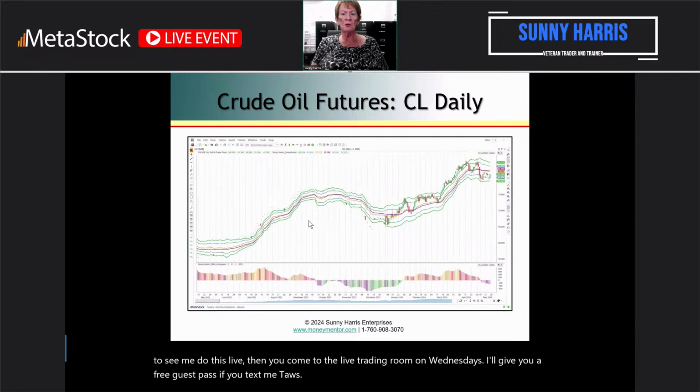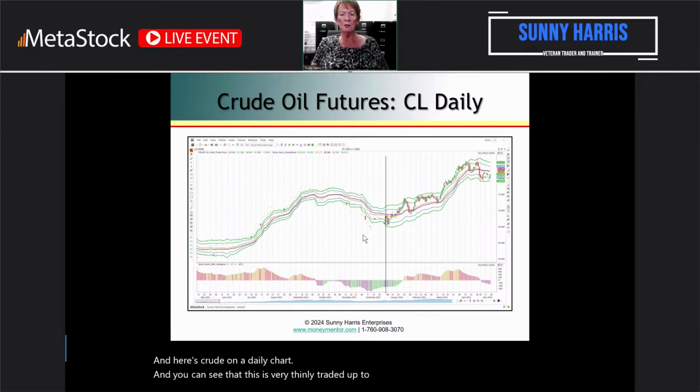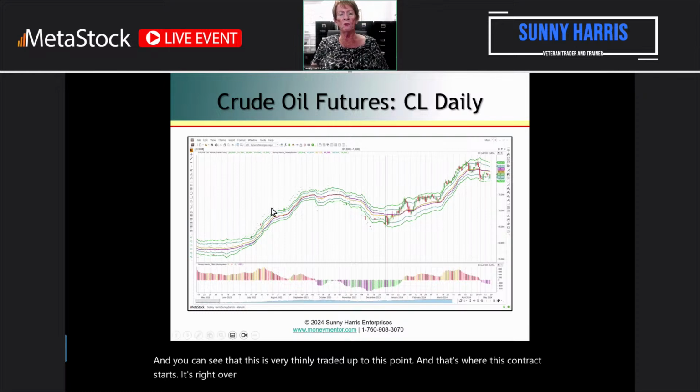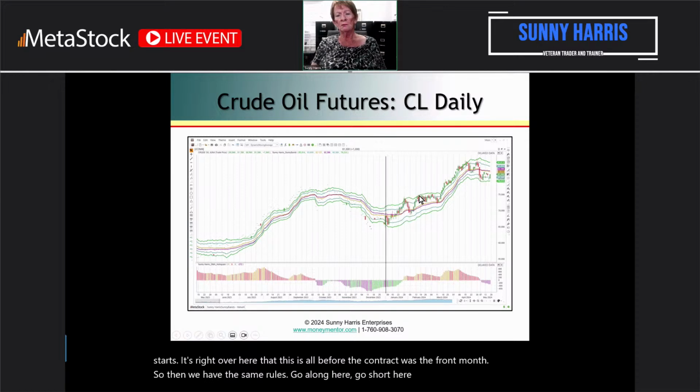And here's crude on a daily chart. And you can see that this is very thinly traded up to this point. And that's where this contract starts. It's right over here. This is all before the contract was the front one. So then we have the same rules. Go long here, go short here, exit, long again. DMA is flat right over here, so we get out of that. And so we take our long from there to there, and then we have another long.